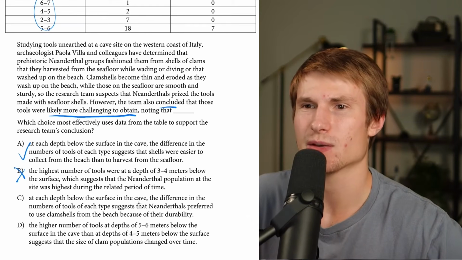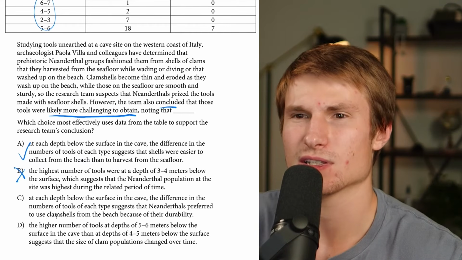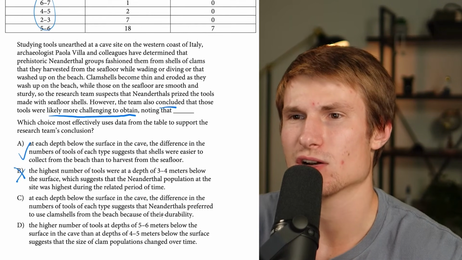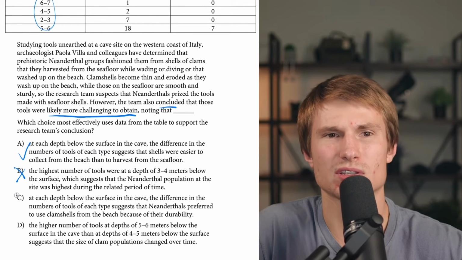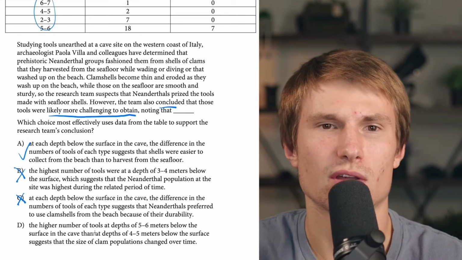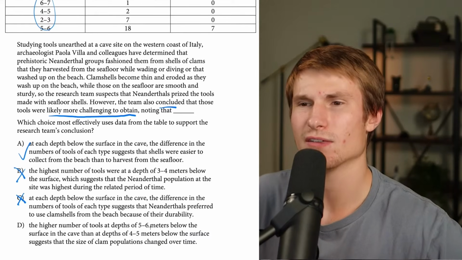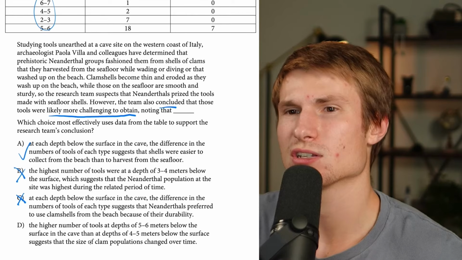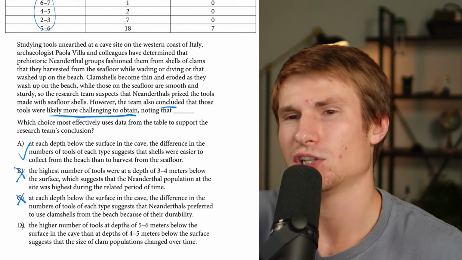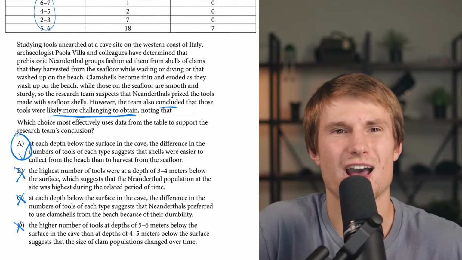C, at each depth below the surface in the cave, the difference in the number of tools of each type suggests that Neanderthals preferred to use clam shells from the beach because of their durability. No, it's because they're easier to get to. D, the higher number of tools at depths of 5 to 6 meters below the surface in the cave than at depths 4 to 5 meters below the surface suggests that the size of the clam populations change over time. That's not supporting our conclusion. Our answer there has to be answer choice A.